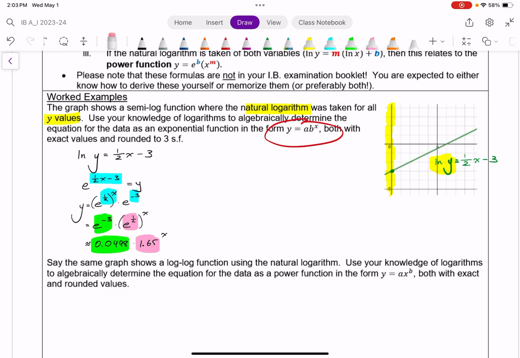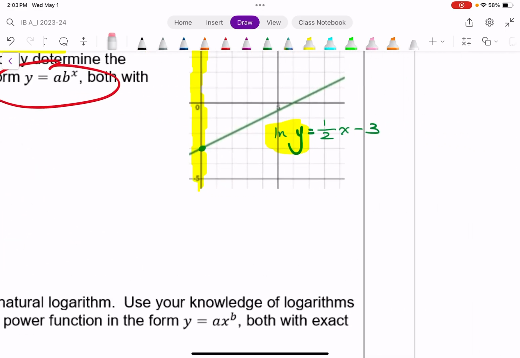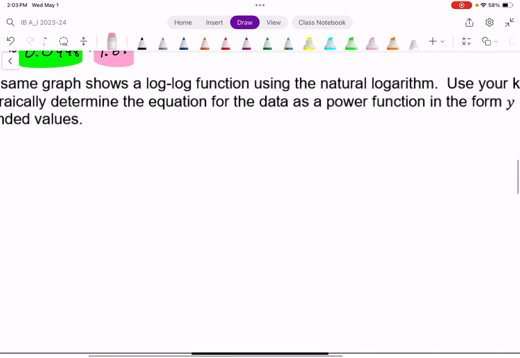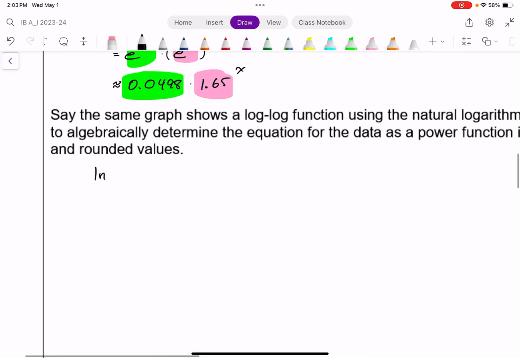So for the second part, I want to imagine if this is a log-log function, which means the logarithm has been taken of both the x and the y values. And which means for this equation, I want to imagine it not just being the ln of y, it's also the ln of x. So that equation will now look like this. The ln of y equals 1/2 the ln of x take away 3.